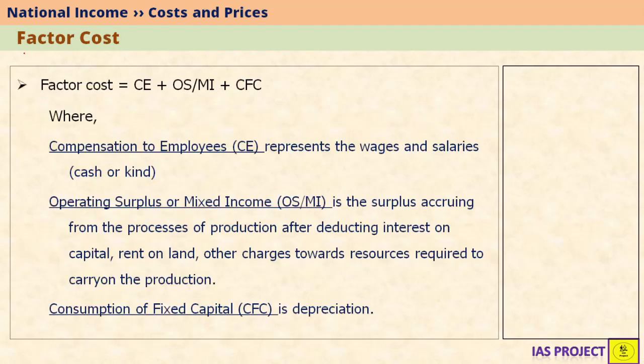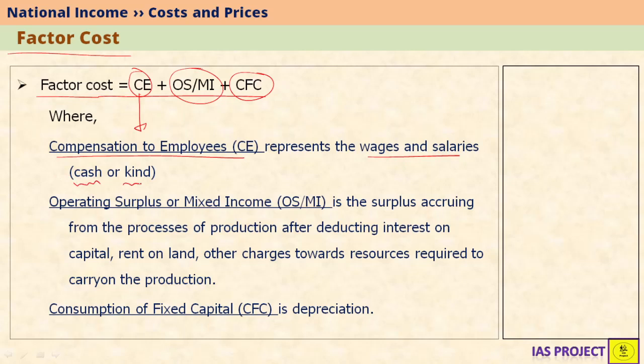Let's look at more into factor cost. Factor cost can be given by the formula here. Factor cost is nothing but CE plus OS or MI plus CFC. CE stands for compensation to employees. Compensation to employees is nothing but the wages or salaries that are given to the labor. The wages or salaries, it must be remembered, can be given either in cash or in kind.